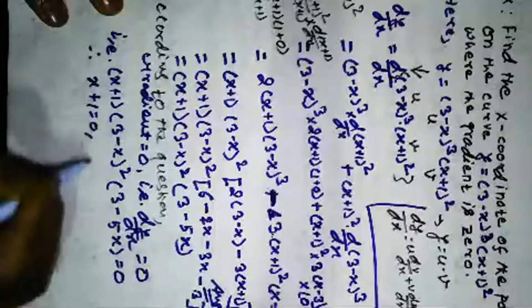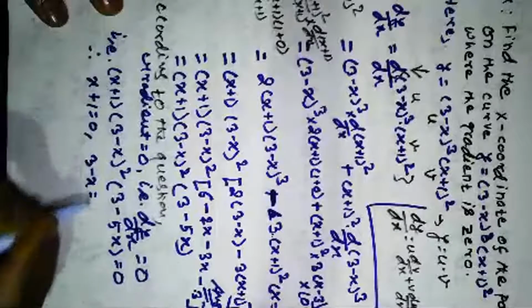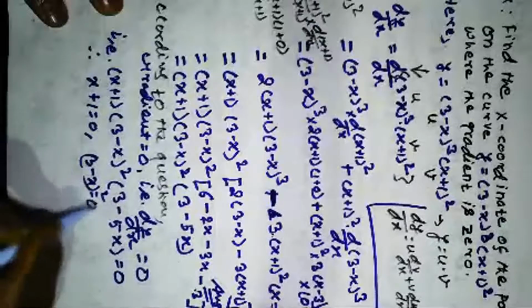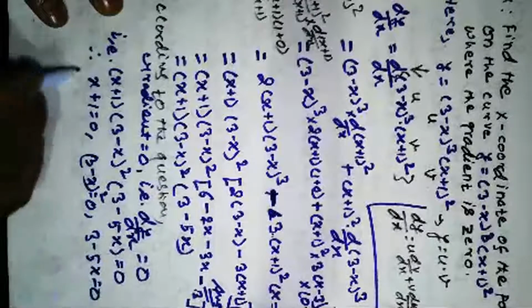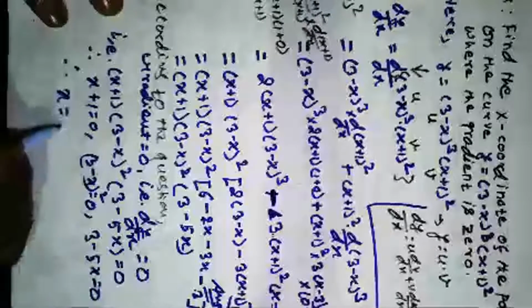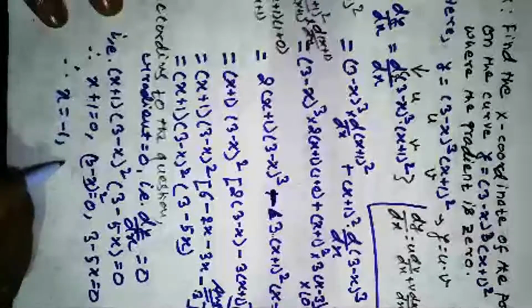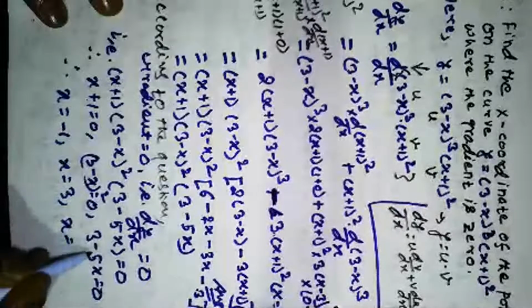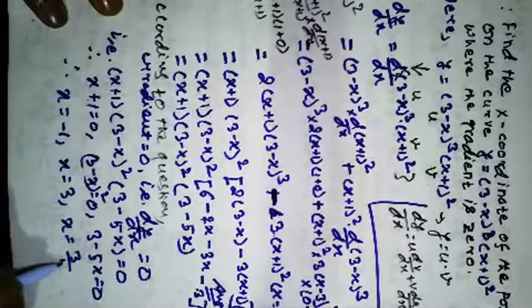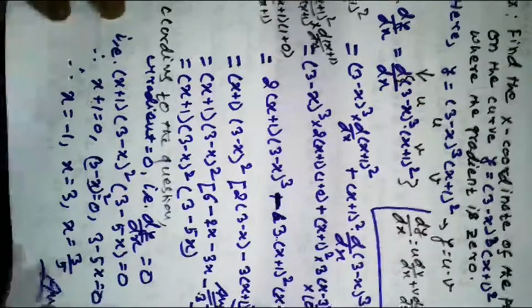So therefore x plus 1 is 0, or 3 minus x squared is 0, and then 3 minus 5x is 0, and therefore your x values are, from here it is minus 1, from here it is x equals 3, and from here, if you transpose, it is 3 by 5. So these are fine.